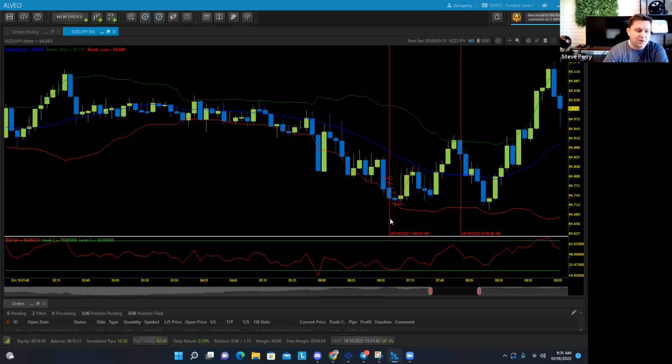But again, I went to bed as soon as I captured this first move right here at the beginning of the hour, before in that banker's close window. That's the opportunity I captured. And I'm happy with it.